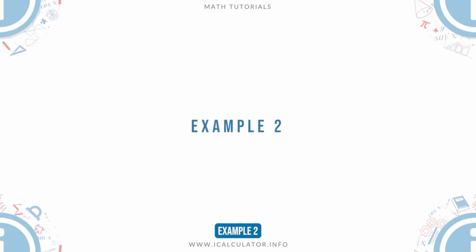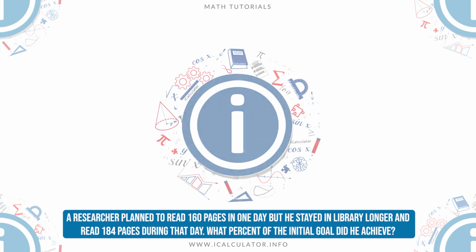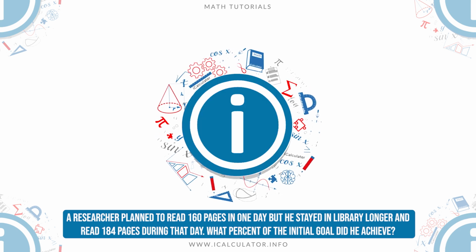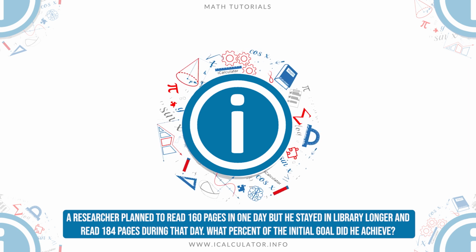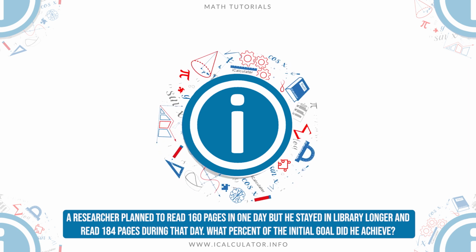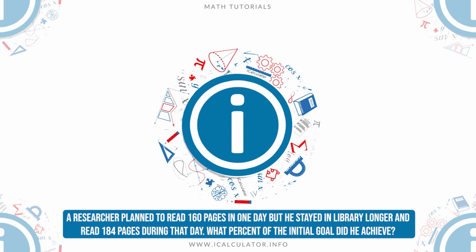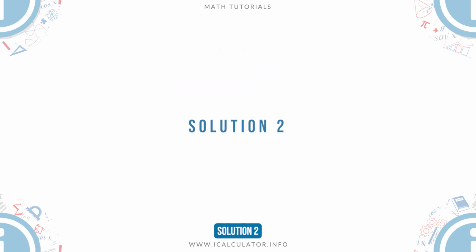Example 2. A researcher planned to read 160 pages in one day, but he stayed in the library longer, and read 184 pages during that day. What percent of the initial goal did he achieve? Solution 2.